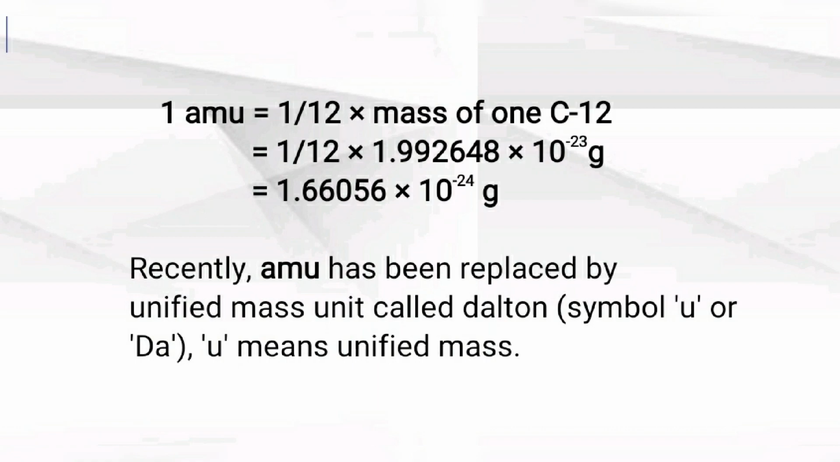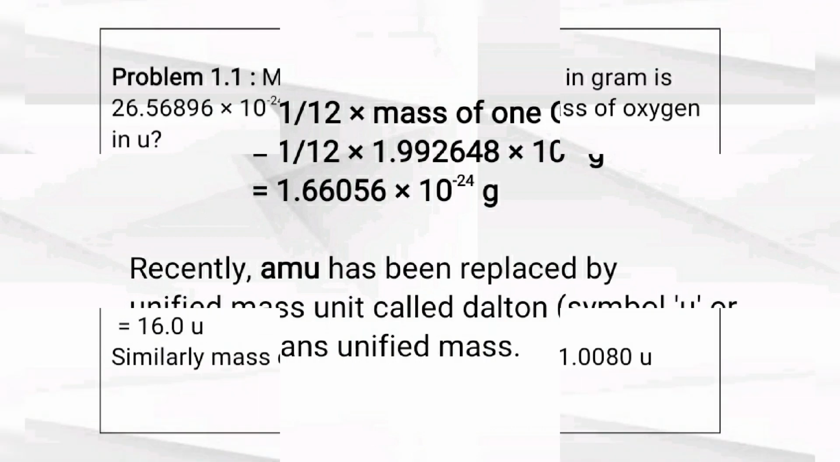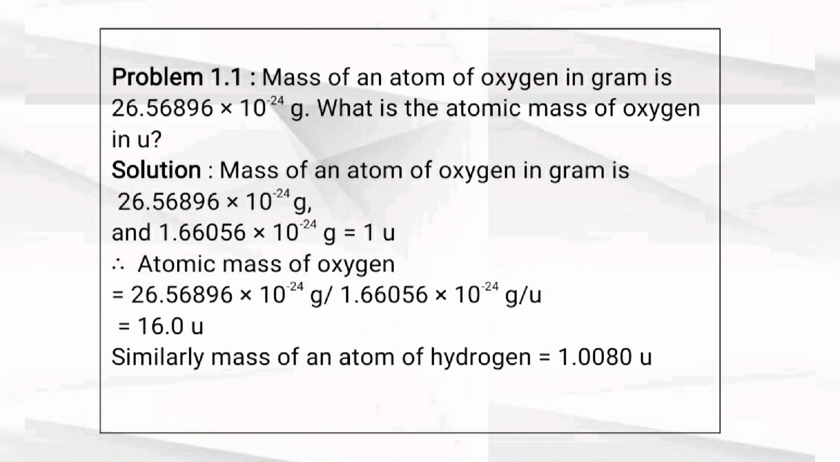Recently, atomic mass unit is replaced by a unit called Dalton. Its symbol is U, or sometimes we use Da. Here U means unified mass. Consider an example. Mass of an oxygen atom in gram is 26.56896 into 10 raised to power minus 24 gram. So what is the atomic mass of oxygen in U, that is atomic mass unit?